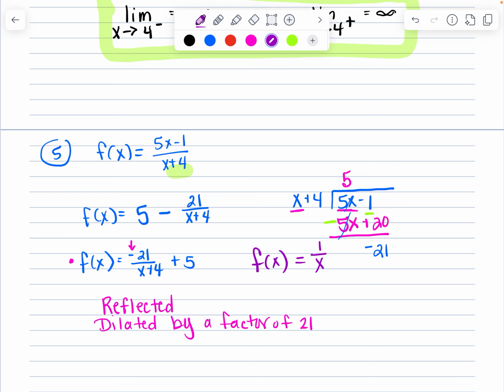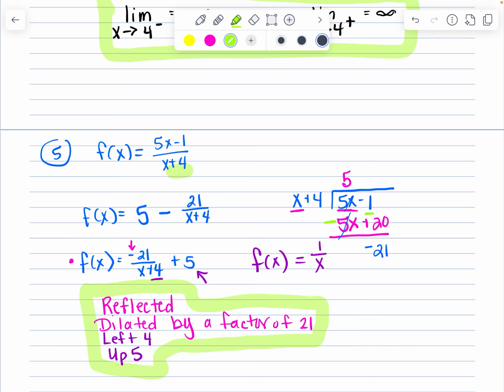And then because of the plus 4 on the bottom, we know it's going to move left 4. And now we can see that we are adding 5 to the whole function. My reciprocal function plus 5, it's going to move up 5. So that's what I'm looking for. I'm looking for how it has changed. So the negative reflected it, multiplying it by 21 dilated it, and then it moved left 4 and up 5. That's number 5. Fun times.